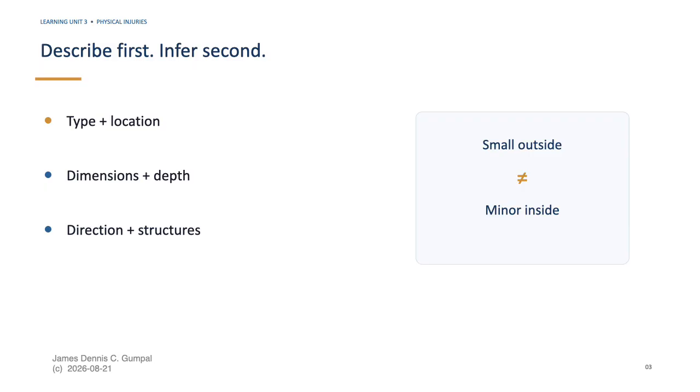The visual equation warns that small outside does not mean minor inside. A tiny external opening may conceal major internal damage. A dramatic superficial wound may not be life-threatening.